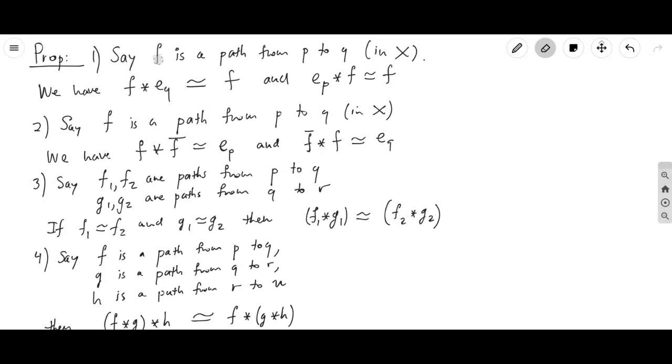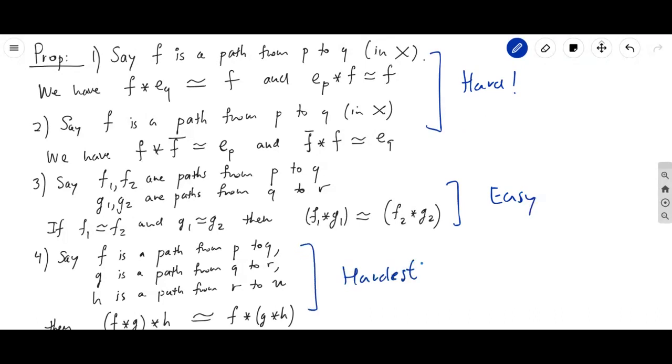So let's go through all of these. Let's look at 1. These are actually hard. I would say these are surprisingly hard. This one is easy, and this one is the hardest. But once you see how to do 1 and 2, and you see the idea behind it, hopefully 4 is not that bad, and 3 will be pretty straightforward.